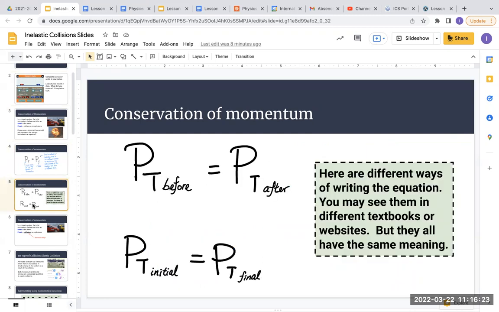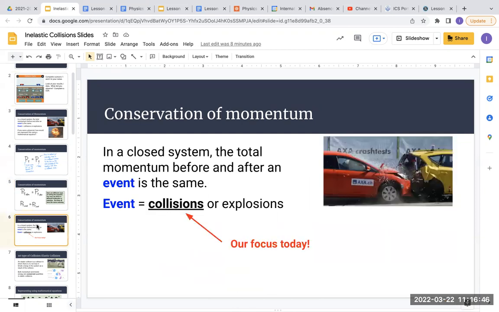So here are different ways that you can write the equation. If you don't want to use the little prime thingy, you could add more subscript after the T and say before and after, or you can call it initial and final. So there are three ways of writing it: using prime, using before and after, or using initial and final for representing total momentum.